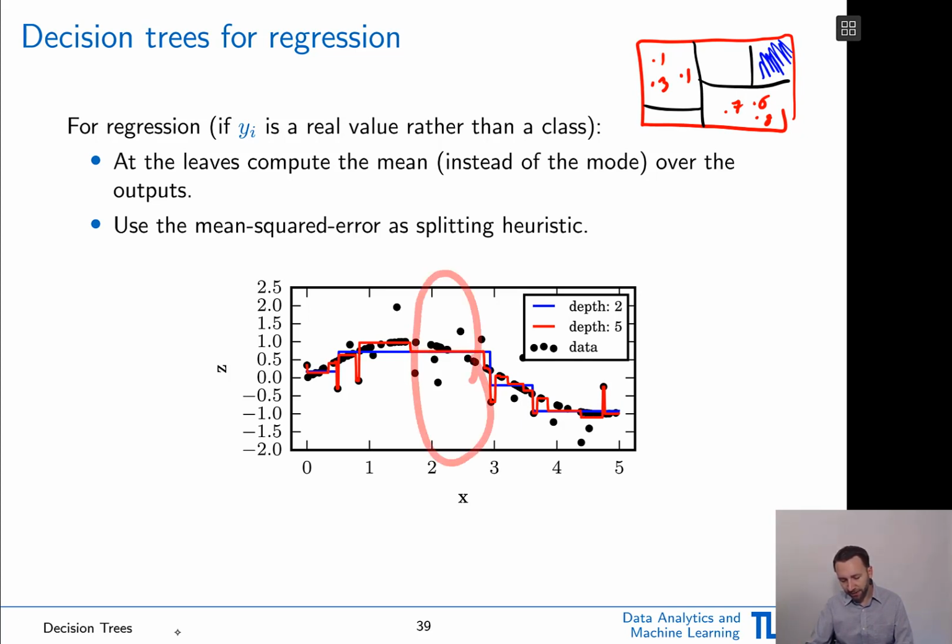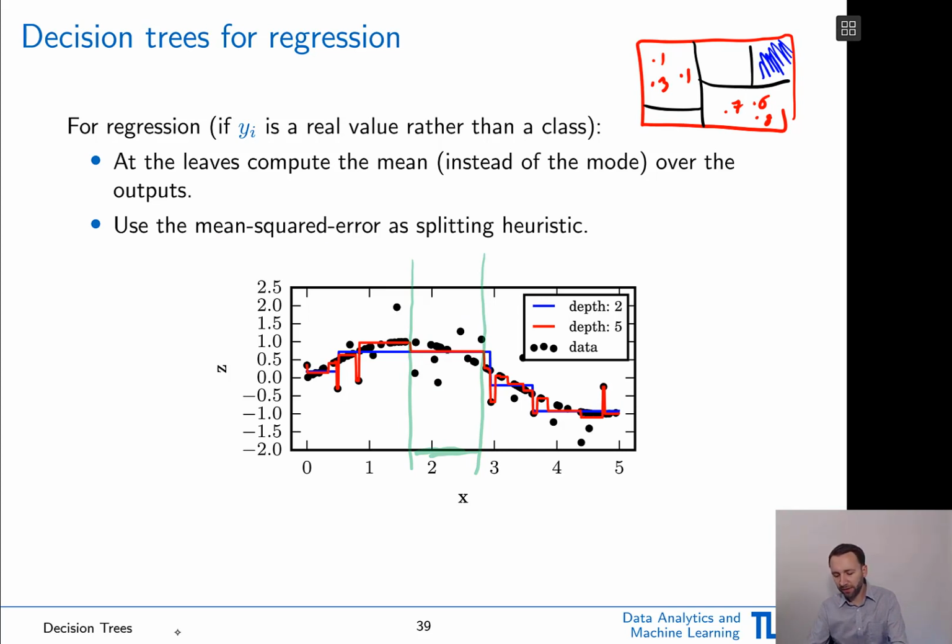If this is our region, let's actually try to shade this. So let's say here's our region, which is now this interval here, right? This is our region. The prediction is like the mean, which is illustrated here by this line, right? This would be the mean of all these points in this region, in this interval, right? And we can, for example, use the mean squared error as a measure of how good, how pure this region is.